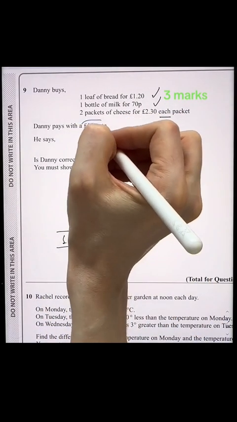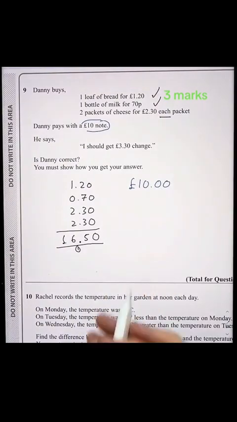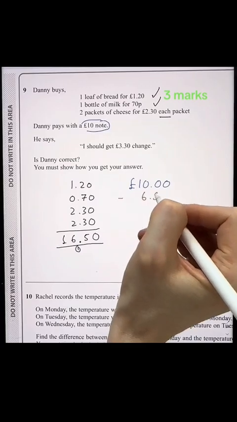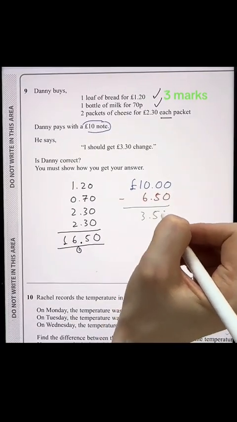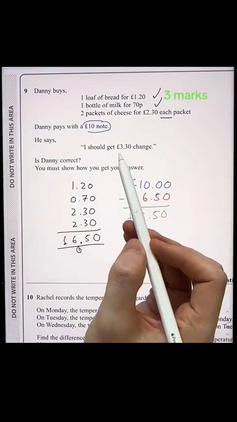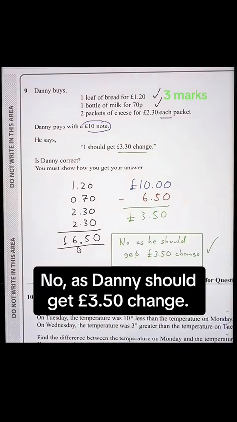As Danny paid with a £10 note, and his bill came to £6.50, I know £10 is 10.00. I'm going to subtract his total bill, which in this case is £6.50, and £10 take away £6.50 gives me he's got change of £3.50. As he says I should get £3.30 change, is Danny correct? No, as he should get £3.50 change.